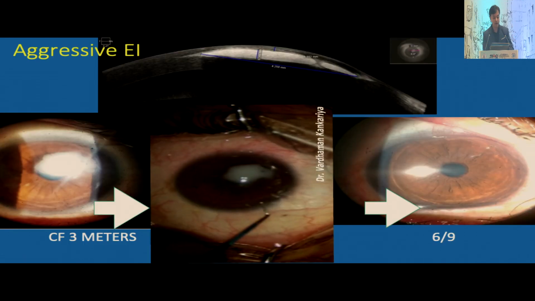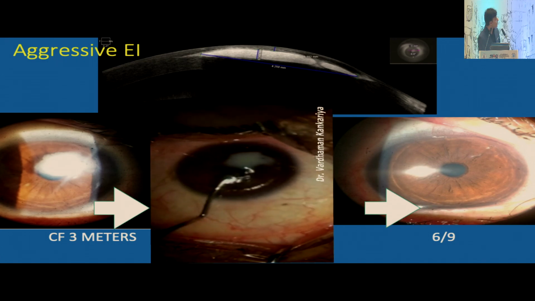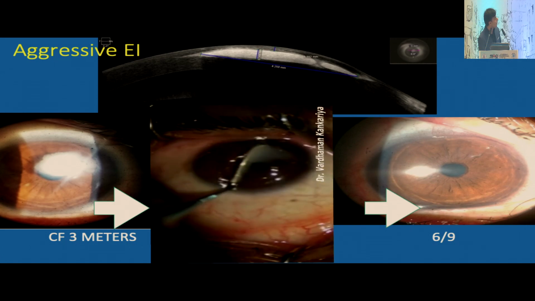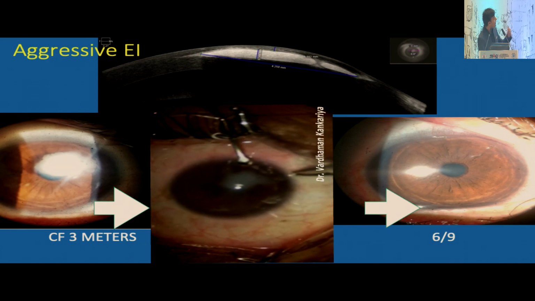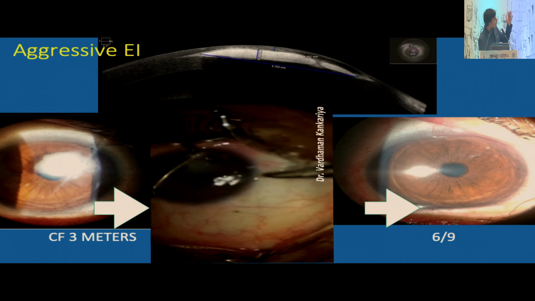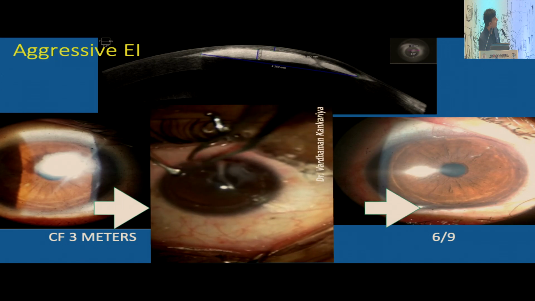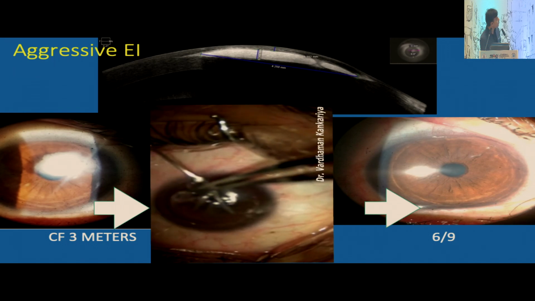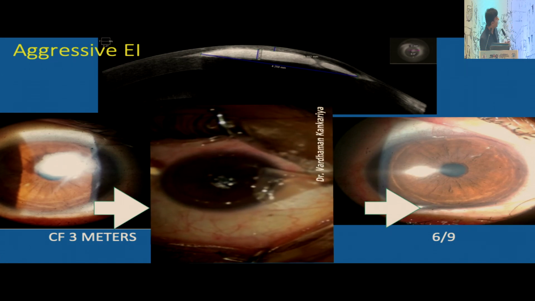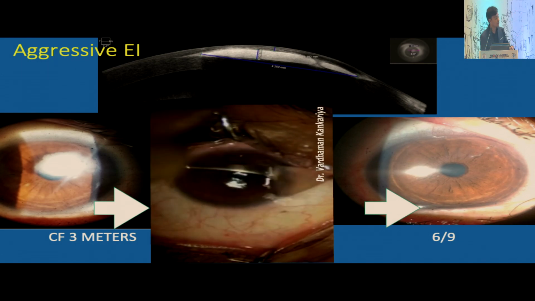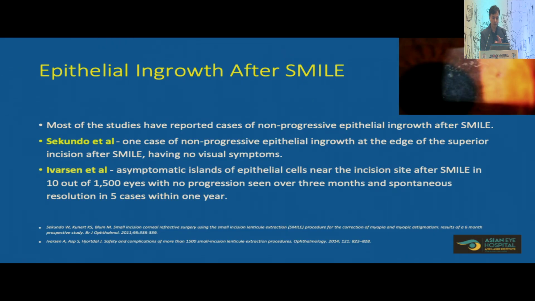This is another case that was referred to us about 4 years back, and you can see there is a huge amount of epithelial ingrowth. The patient had already received 3 epithelial ingrowth treatments in the form of flap lift and scraping using mitomycin C, and so on. There was already a lot of thinning over the epithelial ingrowth on the flap, and there was a flap melt in place. So again, in this case, we had to go back and excise this flap, do a flap amputation, use a bit of mitomycin C, and a very narrow amount of PTK of 10 micron. And you can see from the preoperative 3 meters, the patient improved to 6/9 by this approach. So this is the way epithelial ingrowth is generally tackled.